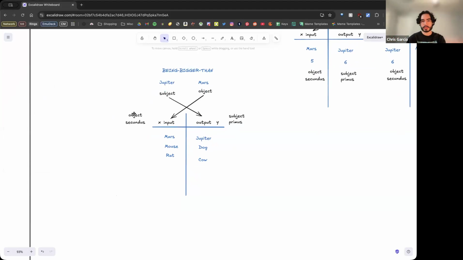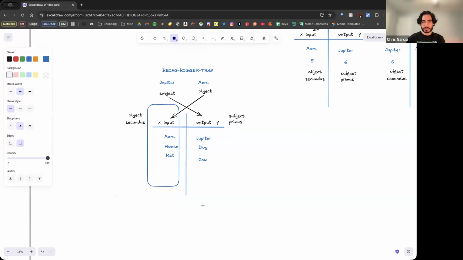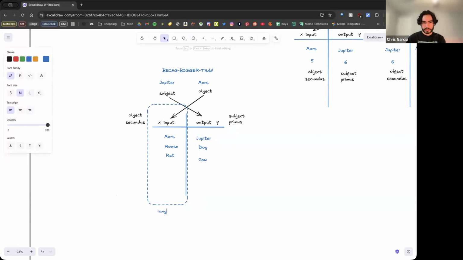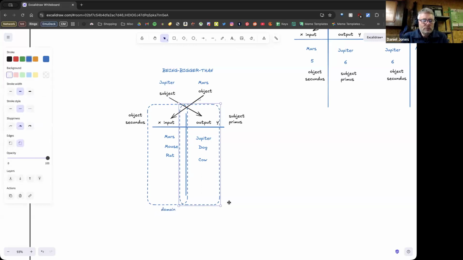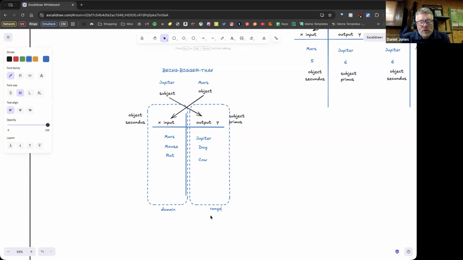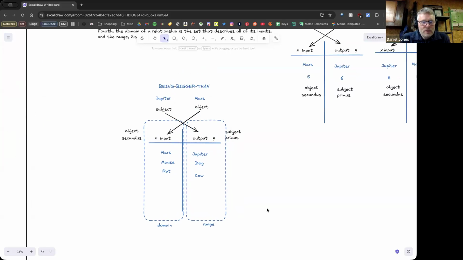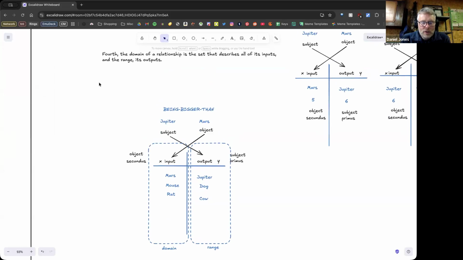Well, okay, so these correspond to each individual entry, but we would just describe all entries, all inputs as the domain, and all outputs as the range. That's the domain. And for those who do a lot of math, this is very familiar to you, right? We know what the domain and the range is.